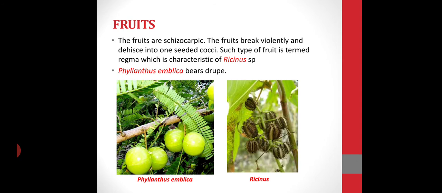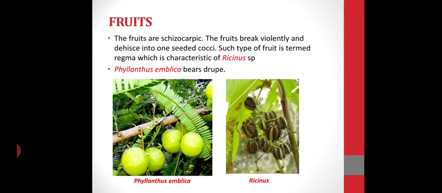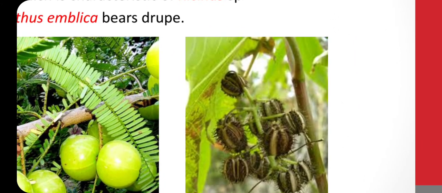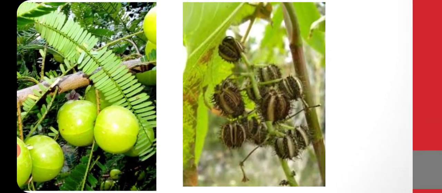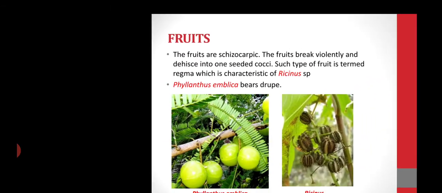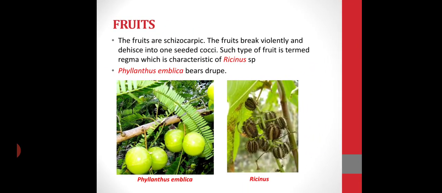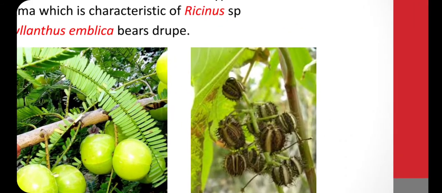And coming to fruit types, mainly we can see two main types of fruits, that is drupe, and also schizocarpic fruit type is there, that is called a regma. Okay, regma fruit is present in Ricinus. This is the Ricinus, Avanaka fruit. And what is this regma? The fruit breaks and dehisces into one-seeded cocci. Cocci means separate cells.